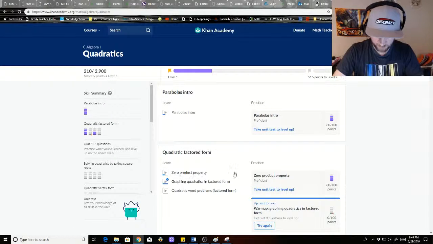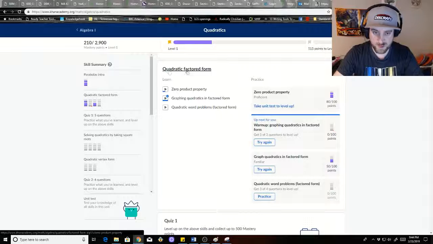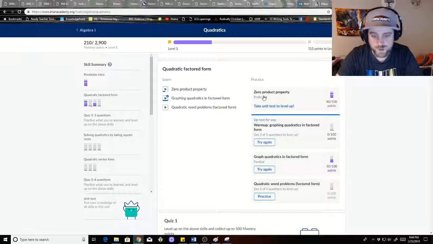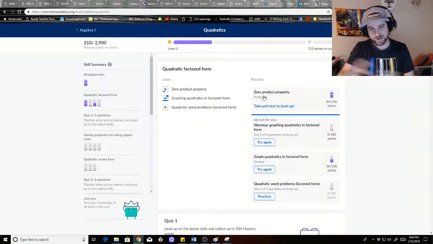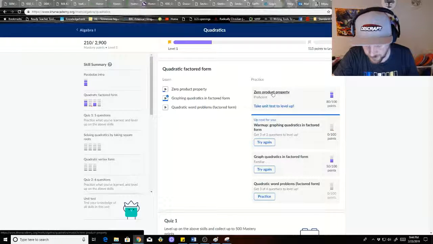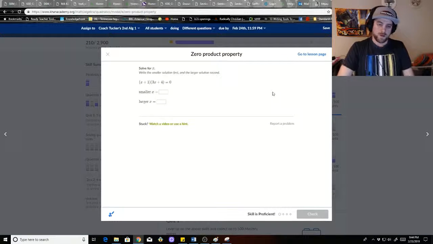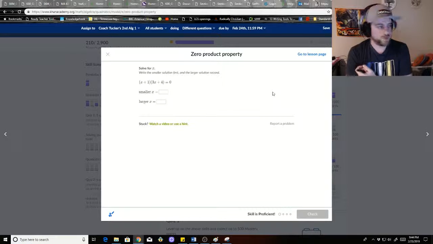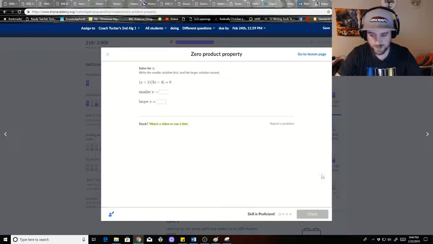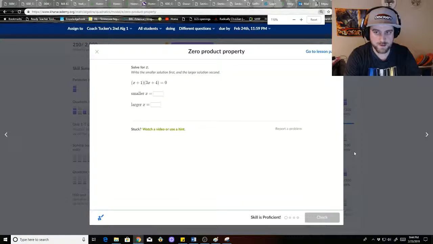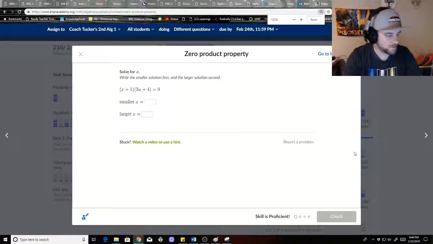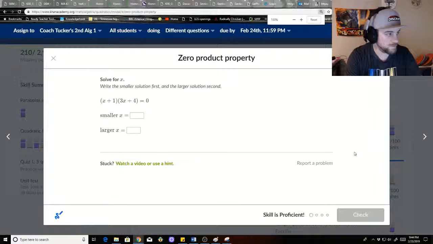So we're going to jump here to quadratic factored forms. So already we're in factored form. We have factored out the quadratic. And I mentioned this a little bit before I left with the zero product property. So the zero product property is, and let me blow this up a little bit more. Let me see if I can't do this. That's a little better. Maybe you can see that a little better.